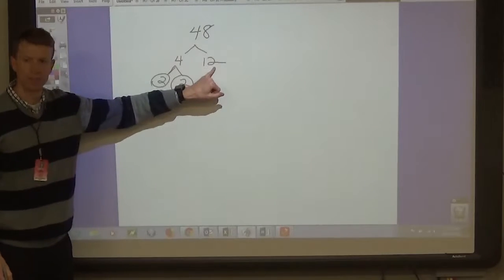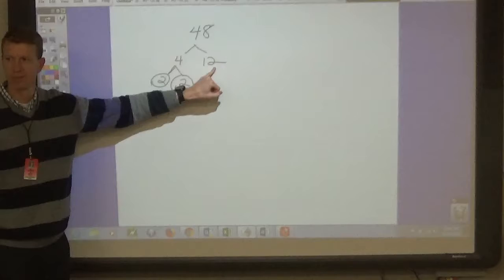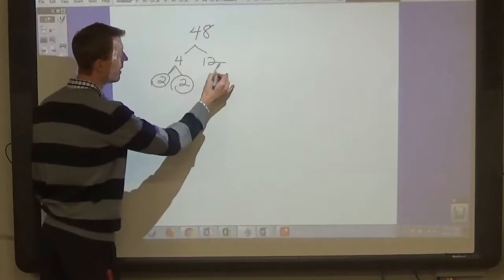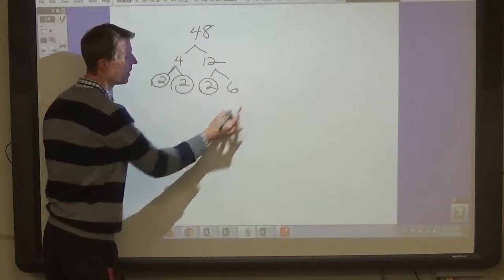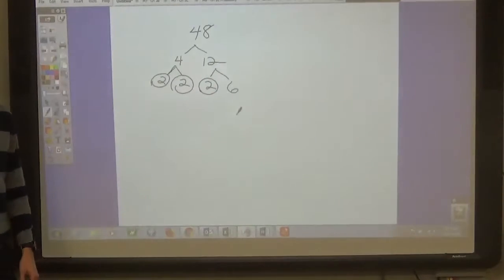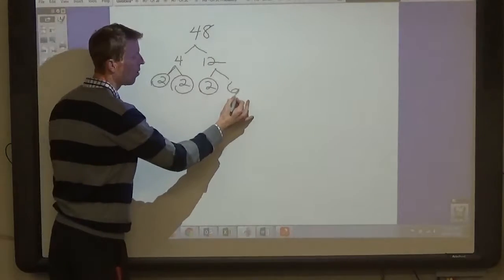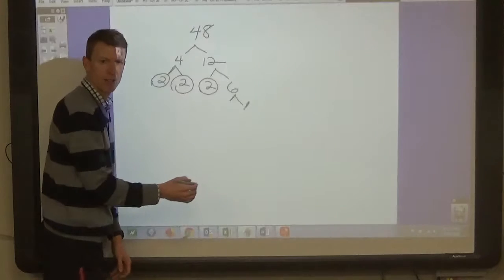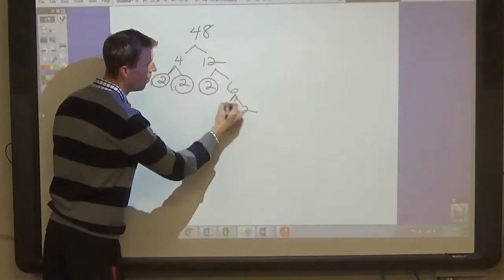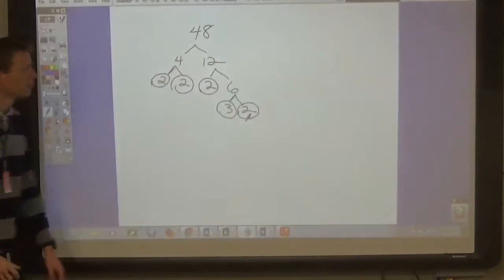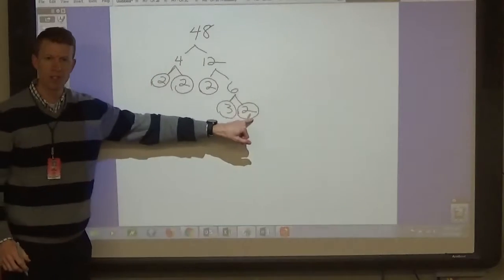How about 12? Myra? 2 times 6. Good. And 2 is a prime number, but is 6 a prime number? No, because what number goes into 6? Shania? 3. So how would we make 6? 3 times 2. And those are prime, right? So now we've circled all the prime numbers.